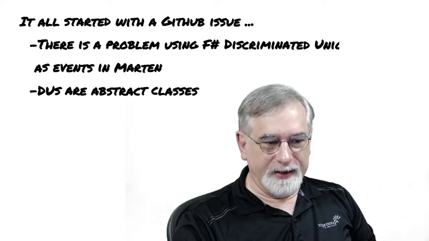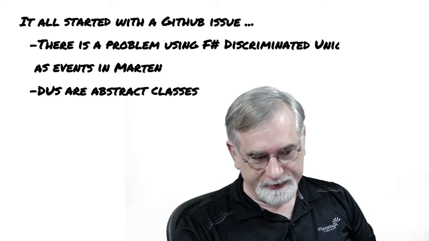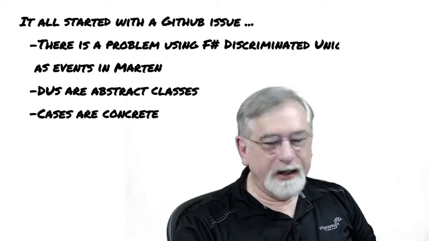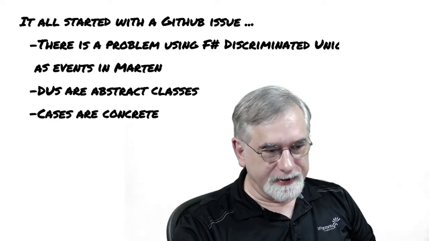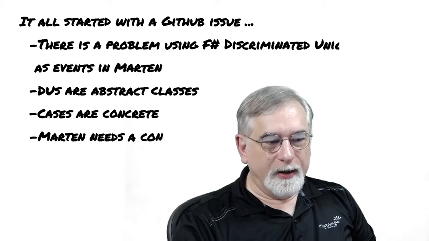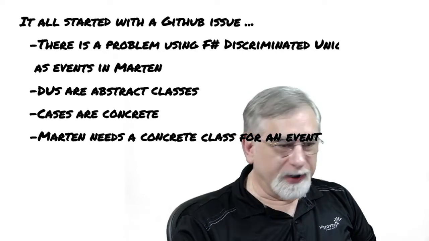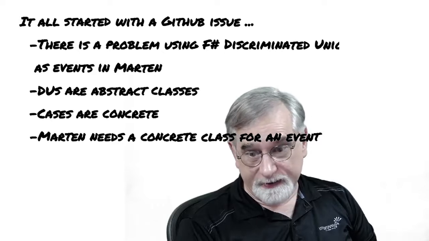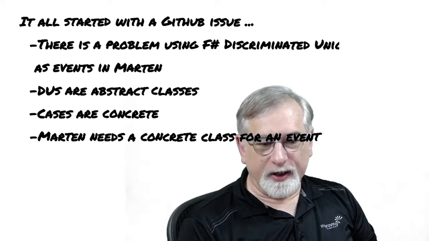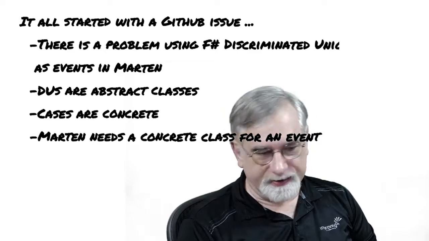The thing you need to know is under the covers, DUs are abstract classes, and their cases are concrete classes. Don't worry about that right now. We'll show you some code in just a minute, and you'll understand what that's all about. Now, Martin needs a concrete class for an event, which, because Martin is written in C#, makes perfect sense. It's kind of obvious from a C# perspective, that's what you would expect, because it helps you do projections and aggregates and things like that.